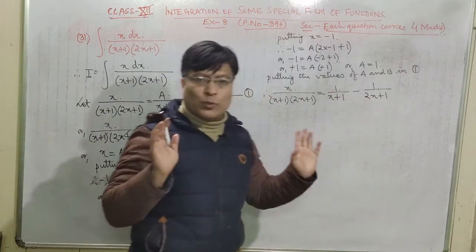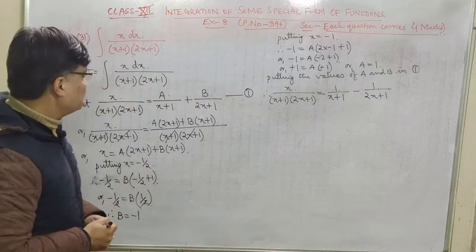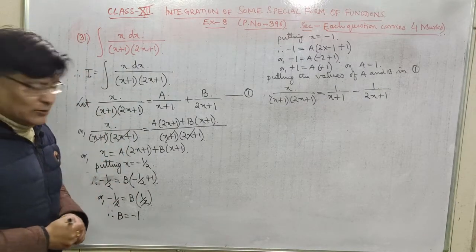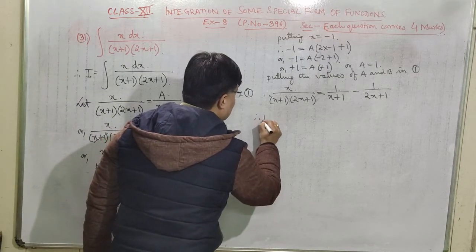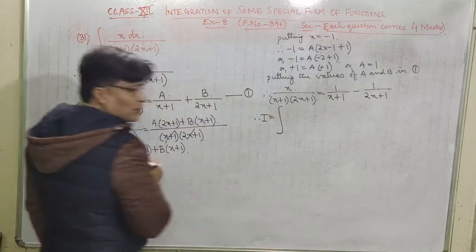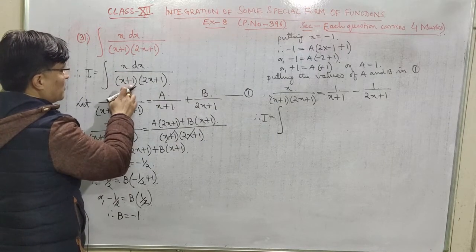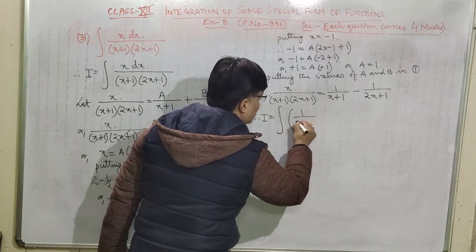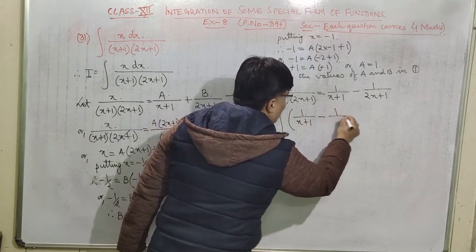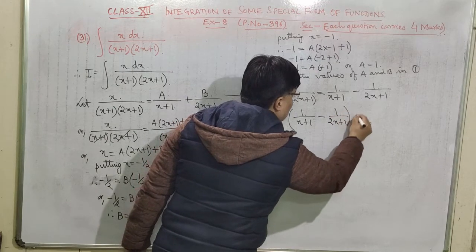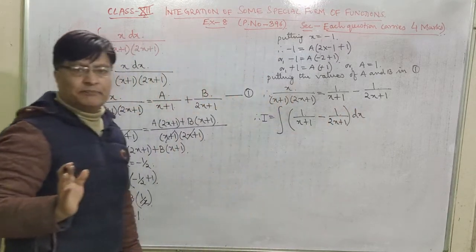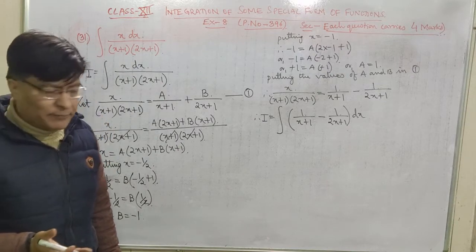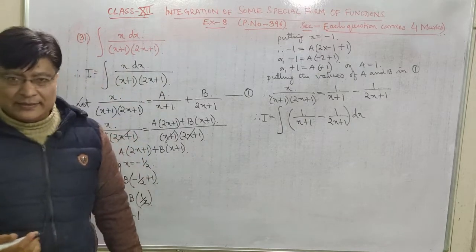And this is known as what? This is your partial fraction. So now let us put this partial fraction in I. Therefore I is equal to the integration of, instead of x upon x plus 1 into 2x plus 1, you write down the partial fraction. So here the partial fraction is 1 upon x plus 1 minus 1 upon 2x plus 1, into dx. Is that clear? So if you can convert the given fraction in terms of partial fractions, then you can easily integrate it. Okay?